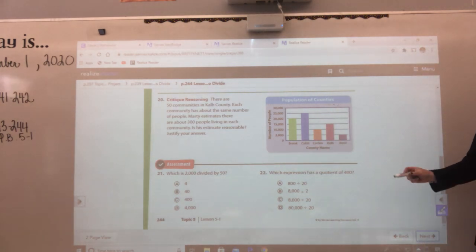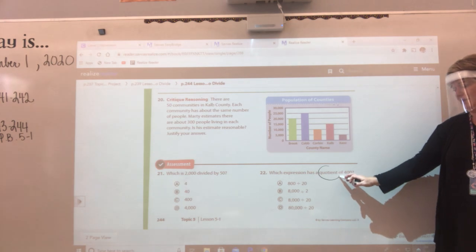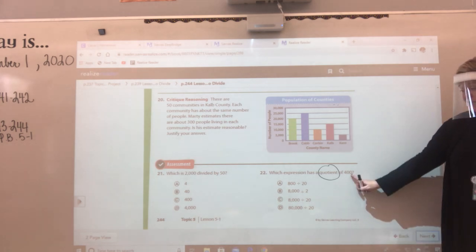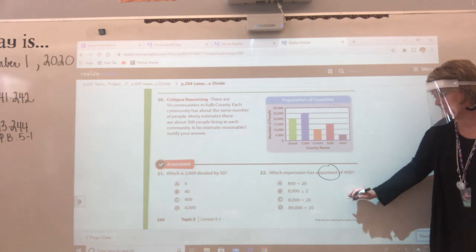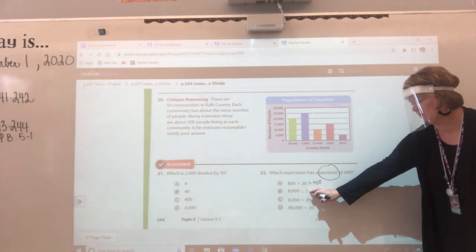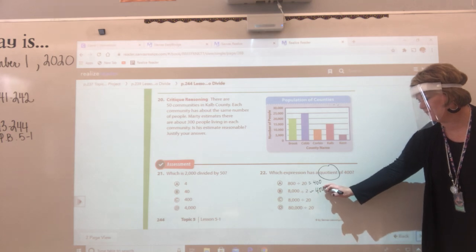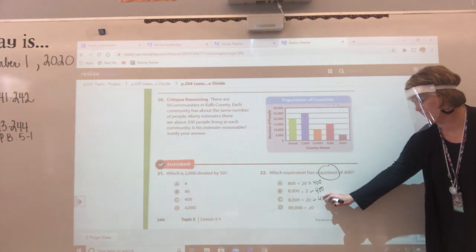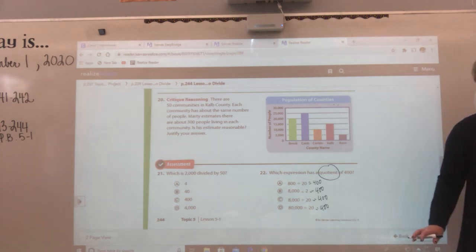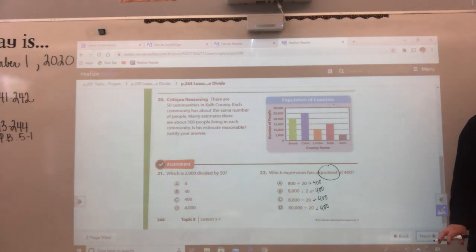Okay, I'm going to remind you on number 22. What does quotient mean? I told you this yesterday. It means the answer. So it's saying the answer to every one of these is 400. So I want you to go in there and write that. 400. 400. 400. And 400. But there's only one that's right. They're not all right. Just one of them's right.